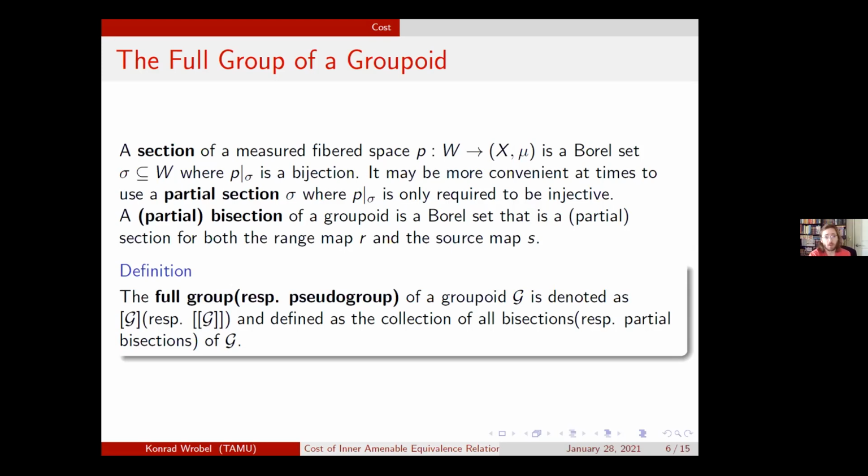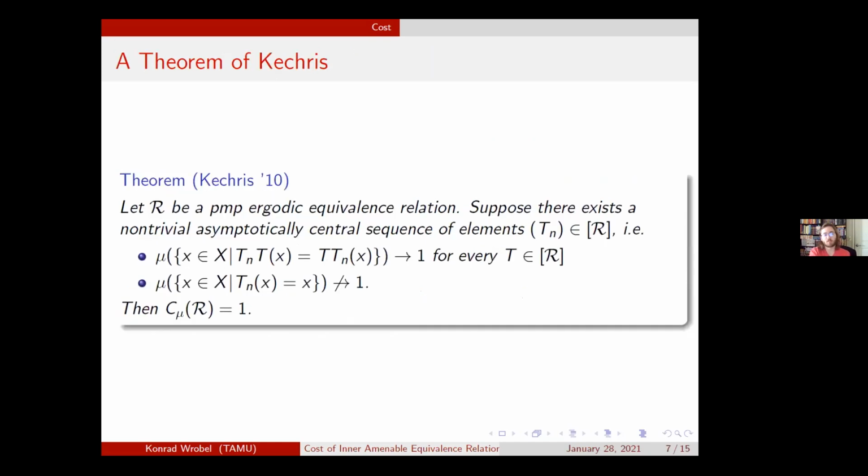All right. So once we have this full group defined, in some sense, it's an automorphism group of the equivalence relation. We can now state this theorem of Kekris. Alekos-Kekris proved that if you have a PMP equivalence relation, and this equivalence relation admits a non-trivial asymptotically central sequence of elements in the full group, then in fact, the cost of that equivalence relation is 1.